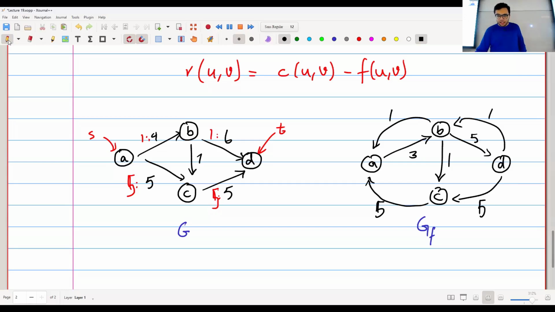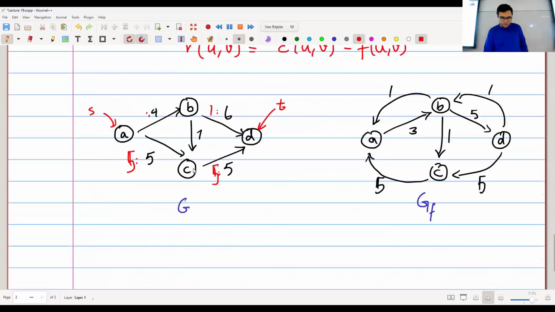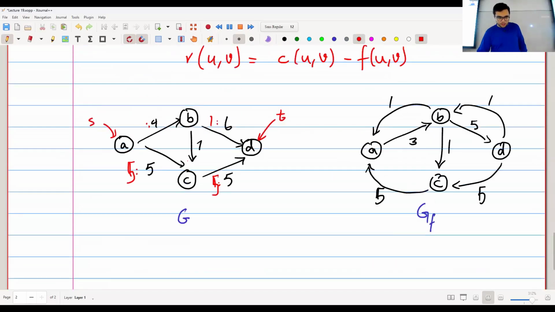And then let's say next time I augment here with 3 units. So I will have 4 units of flow going here, and I will have 5 units of flow going here. And in this one, I will not have this edge. I will only have the edge 4. And in this one, I will have both edges, but I can have a capacity of 1 here and residual capacity of 5 in the other direction.